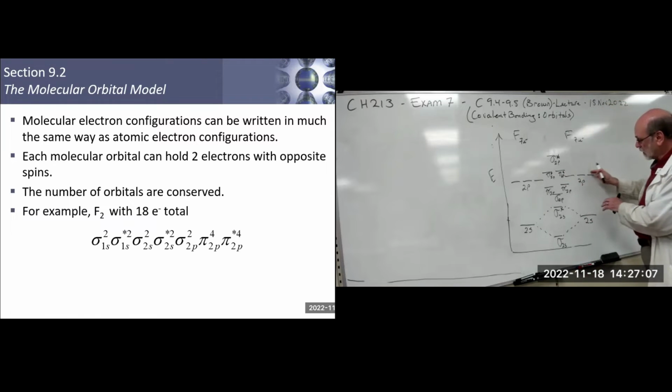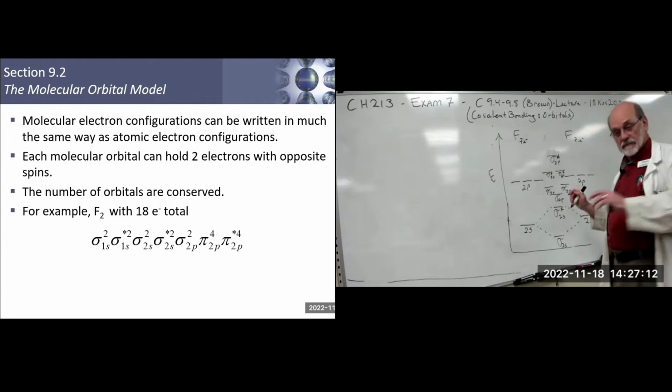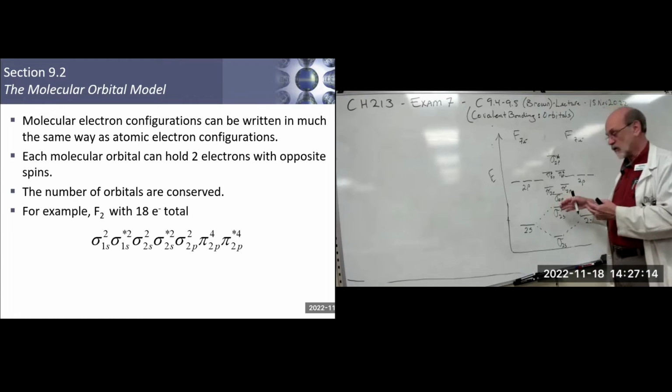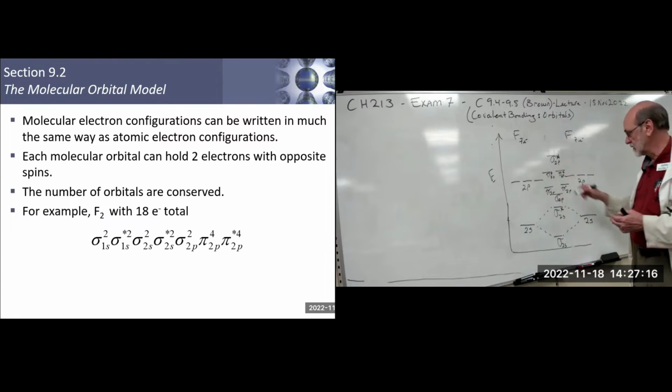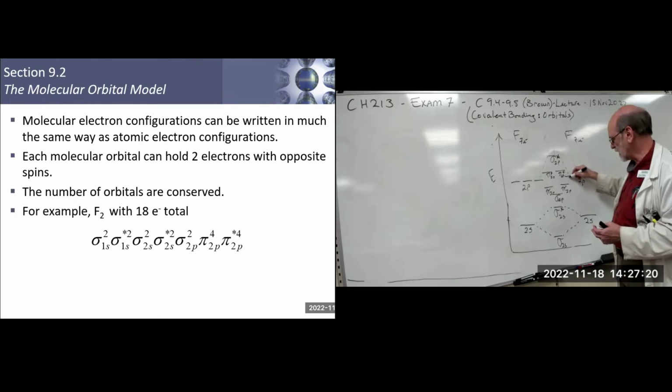Okay, so we got 1, 2, 3, 4, 5, 6. 6 orbitals, molecular orbitals from the atomic orbitals. Right? And you can draw these drag lines here to show where they came from.